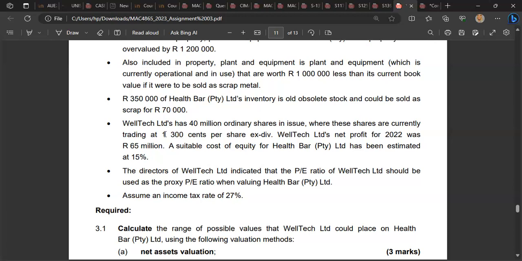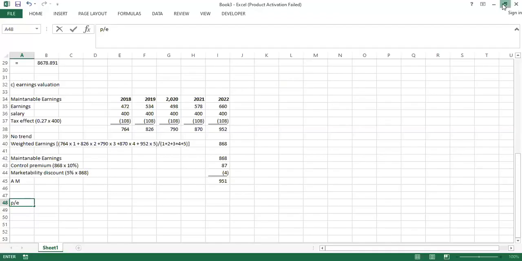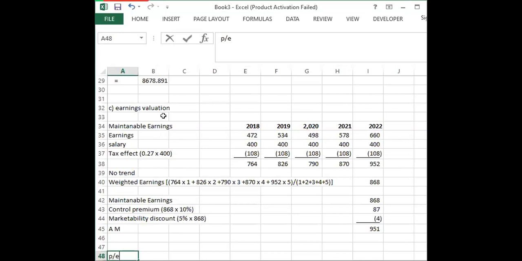So how you go about this calculation now, it's your 1,300 cents. This is per share, so in rands, this is basically 13 rands, right? So 13 rands times 40 million divided by 65. That would give you your price earnings ratio. All right, let's quickly do that before you guys fall asleep.